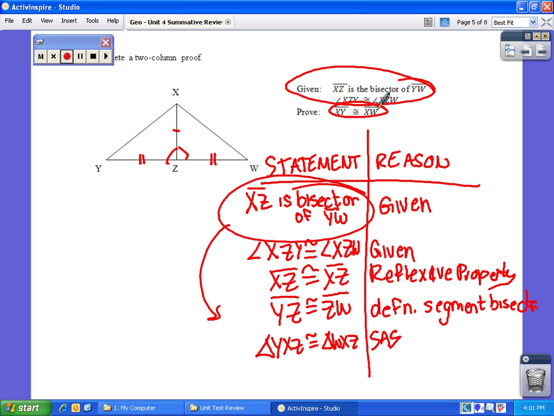But wait, we haven't proved our last step yet. XY is congruent to XW because corresponding parts of congruent triangles are congruent.